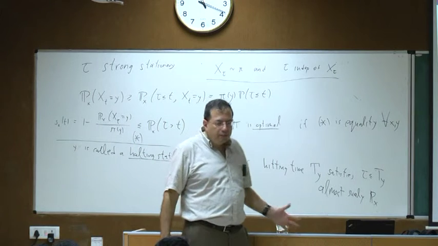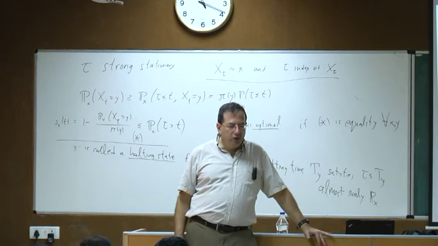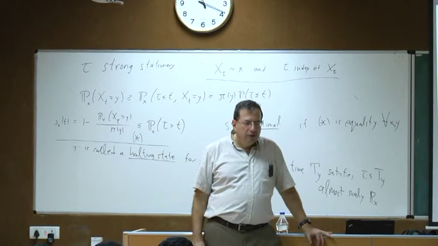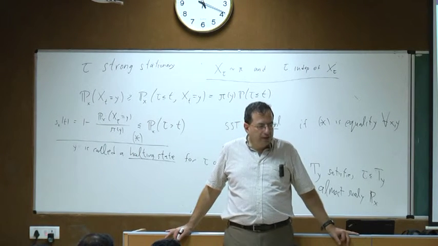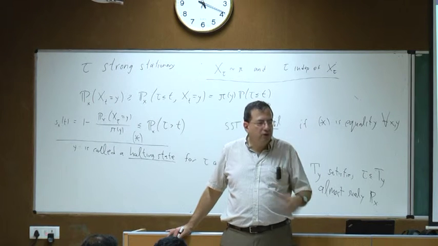Now let's see some examples. We look at the hypercube example. Suppose we start at the all 0 vector. Remember what our tau was: our tau was the first time when all the coordinates are touched.